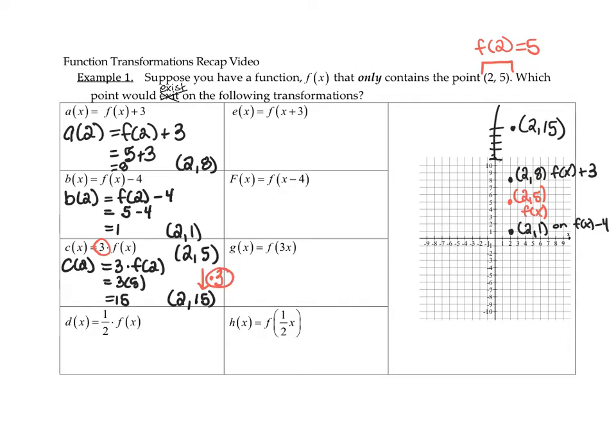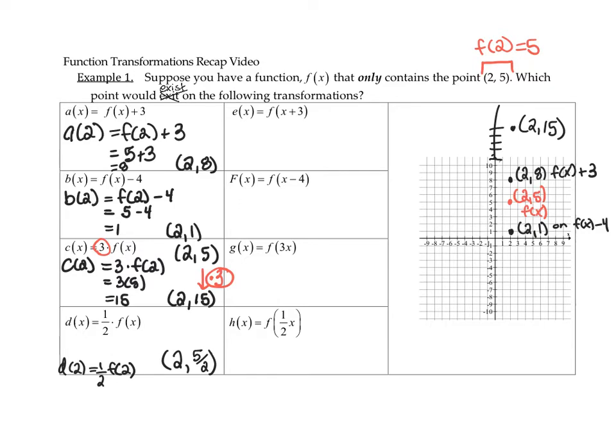So similarly, on d of x equals 1/2 f of x, no change to the x, so I'm going to put in x equals 2, but the y value will now be half as large as it was previously. So if I put in d of 2, I would end up taking half of f of 2, but f of 2 is 5. So that's all of the vertical transformations. We've got shifts up and down, and we've got stretches and compressions. We also have vertical reflections, which we'll see an example of later in the video.